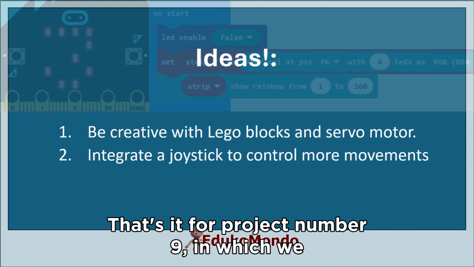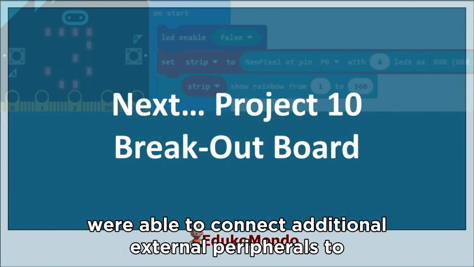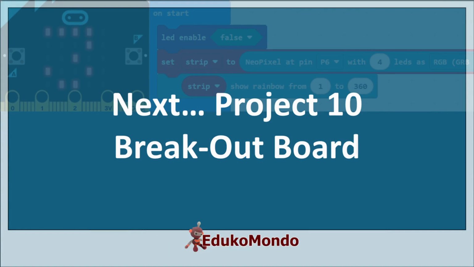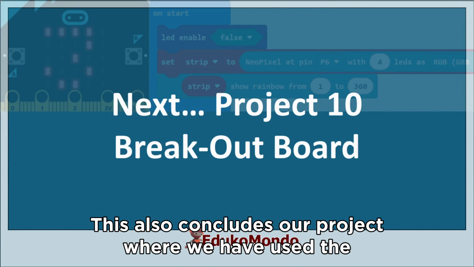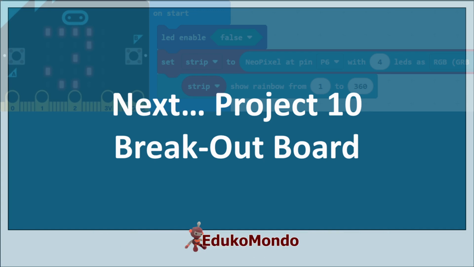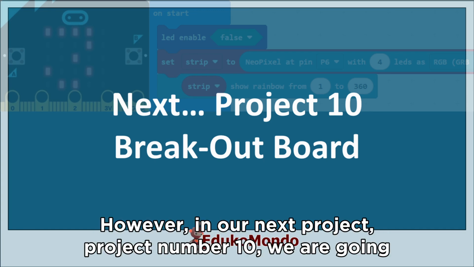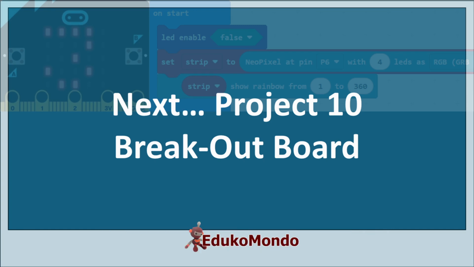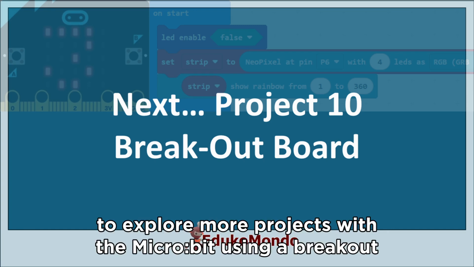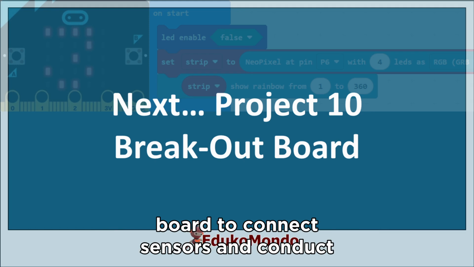That's it for project number 9, in which we were able to connect additional external peripherals to the robot car. This also concludes our projects where we have used the microcar. However, in our next project, project number 10, we are going to explore more projects with a microbit using a breakout board to connect sensors and conduct additional exciting experiments.